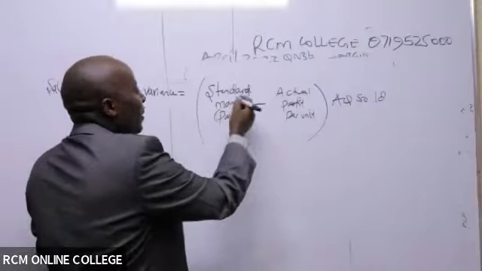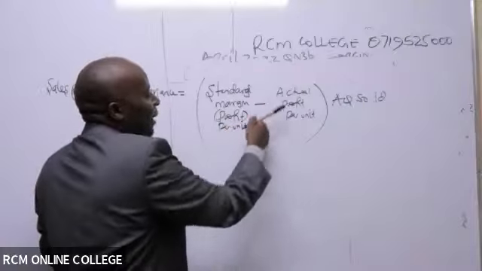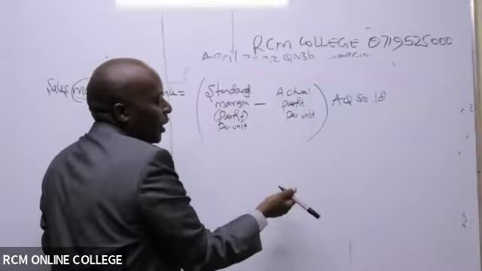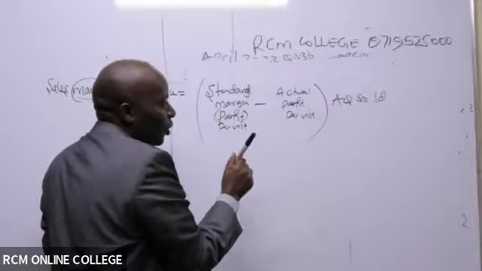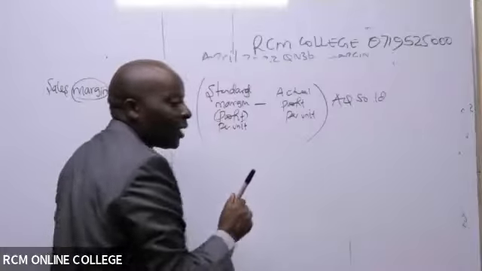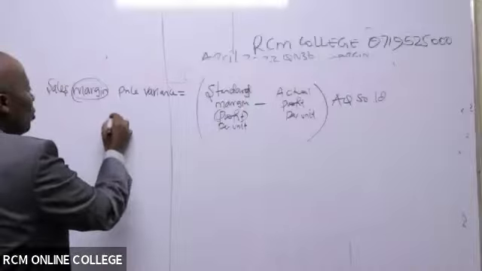We have the standard margin or profit per unit, minus the actual margin per unit. And then we multiply this by the actual quantity that was sold. So we start with the first product. The first product here is bingo.